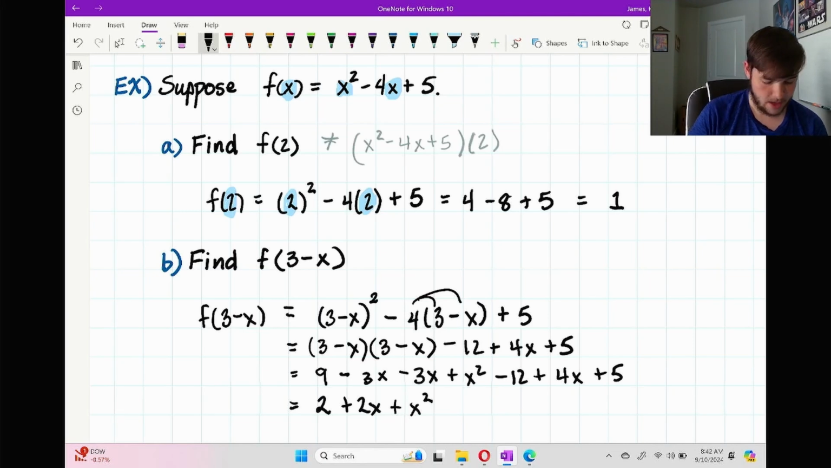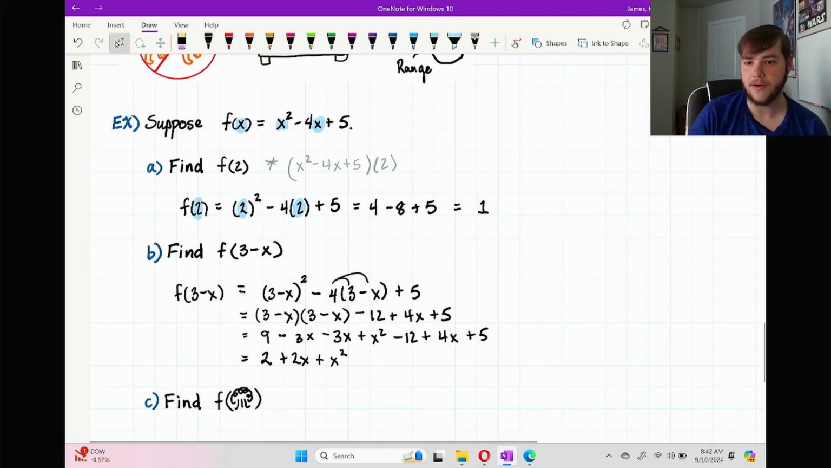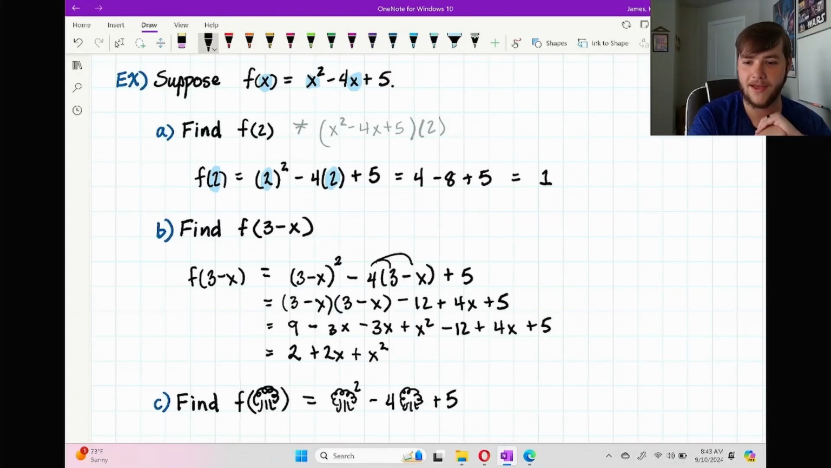That said, see if you can use this on part C to find f of mushroom cloud. Go ahead and pause the video here and press play when you're ready. Again, nothing changes here. Our input is just a goofy little drawing of a mushroom cloud. I take it and I get mushroom cloud squared minus 4 mushroom cloud plus 5.